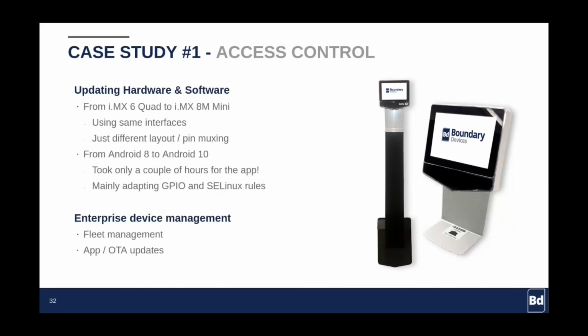enabled. Recently, we had that with an i.MX6 platform, and we really recently switched to the i.MX8M Mini. So we switched from Android 8 to Android 10, and we switched the CPU, and adapting the application only took a couple of hours. Mainly it was changing the GPIO numbers and the SELinux rules, and that was it. So just to show you how powerful it can be, once you have developed your application with Android, following the SDK as much as possible, to just have the same thing working on another device and even another CPU.